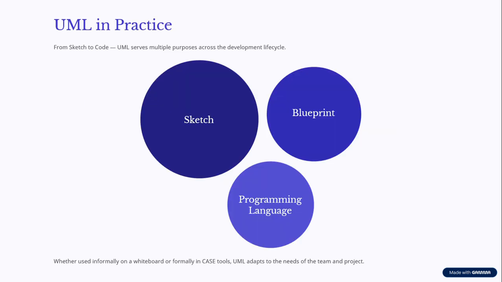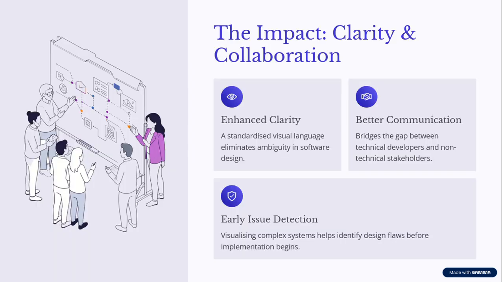UML in practice, from sketch to code. UML serves multiple purposes across the development life cycle: sketch, blueprint, and programming language. The impact: clarity and collaboration.